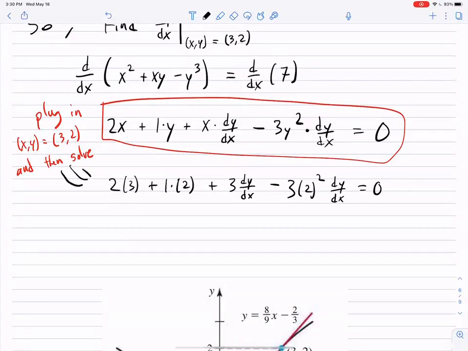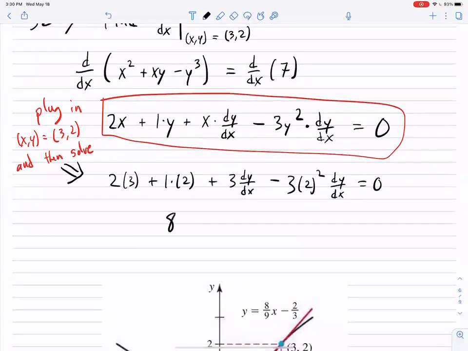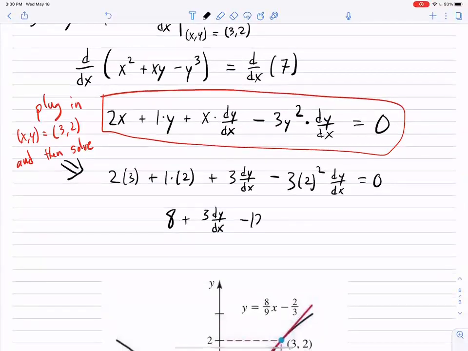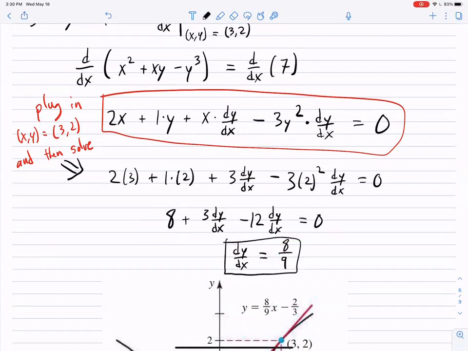So that's how I get to that line. That's a horrible arrow. I could do better. That's better. And so what does this give us? This gives us 8 plus 3 dy dx, and then minus 12 dy dx equals 0. And so what does that give us? That's minus 9 dy dx, and so dy dx is equal to 8 over 9, right? Because if you subtract 8 from both sides and then divide by negative 9, you're going to get 8/9. And so that is the slope. That's our slope at the point 3, 2.